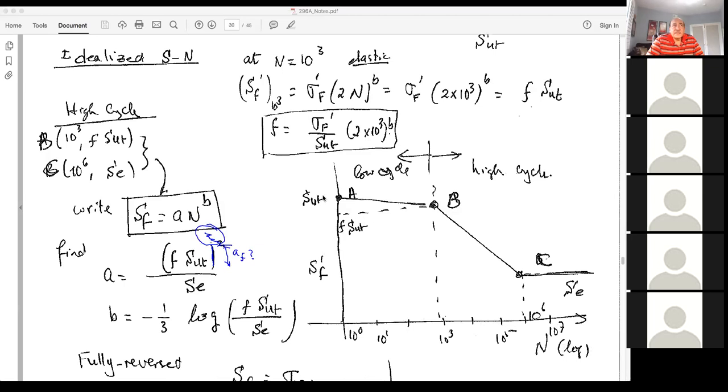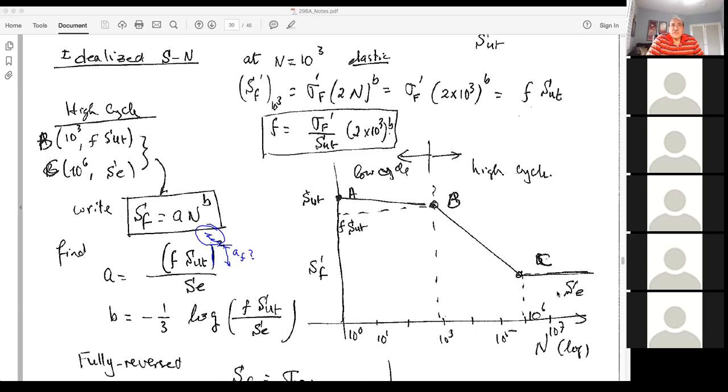The graph is typically a bunch of points from data, and then we fit a curve to that. But for just rough design purposes, we divide the graph into 3 linear regimes on the log-log plot. And linear on the log-log plot means power law on a standard linear scale. So we have 3 regimes. One is low cycle, from A to B, one is high cycle, from B to C, and one is endurance, infinite life, from C on.